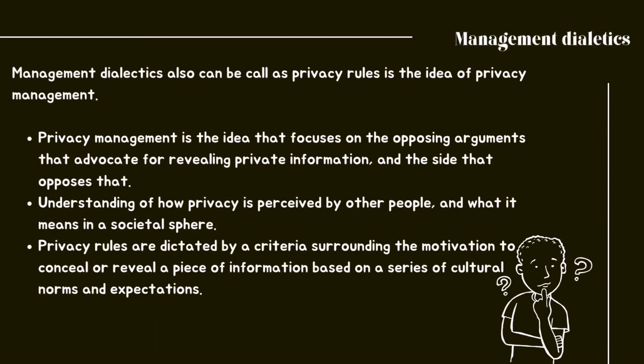Management dialectic is also called privacy rule in the idea of privacy management. Privacy management is the idea that focuses on the opposing arguments, one that advocates for revealing private information and the side that opposes that. Understanding of how privacy is perceived by other people and what it means in a social sphere.